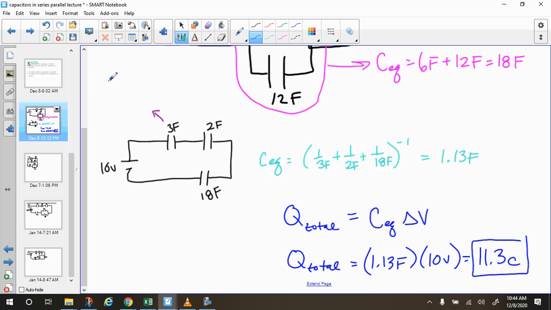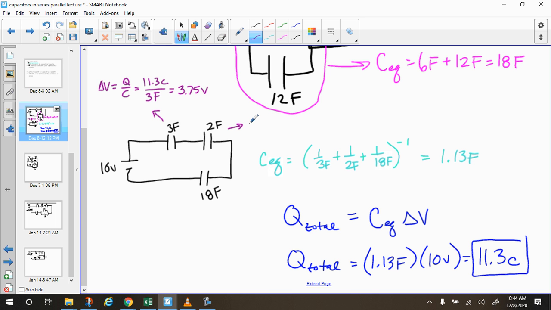So I would have, for my 3 farad one here, I need to find my voltage. And to do that, I would do delta V equals Q over C. And my charge is the 11.3 coulombs. And then I divide by my capacitance, which is 3 farads. And that gives me 3.75 volts.